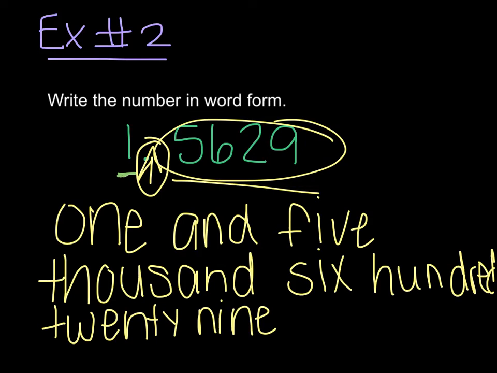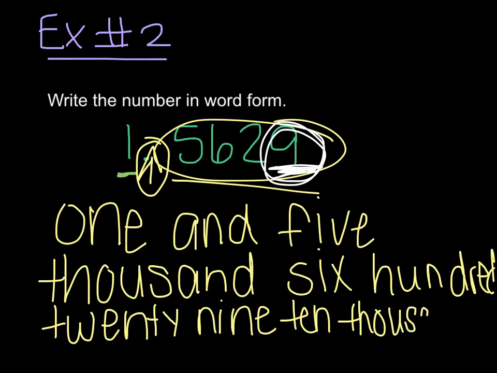And then here's the one last thing that just makes it a little bit different. We look at the last digit. The last digit is a 9. And we see what place is that 9 in. And again, if you look at your place value chart, start at the decimal and move to the right, you can see that the 9 is in the 10,000ths place. So we just end with writing 10,000ths. So if I were to read that, it's 1 and 5,629 10,000ths.